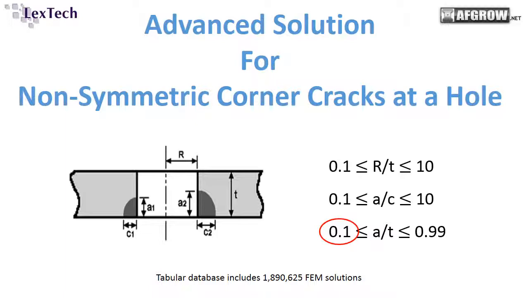The current database includes, as you see here, 1,890,625 different solutions in the database. And even with that, we only went down to A over T of 0.1. So because of the number of solutions, we really couldn't go back and try to fill in the blanks all the way back to close to 0.